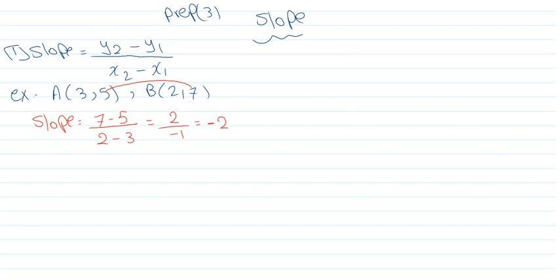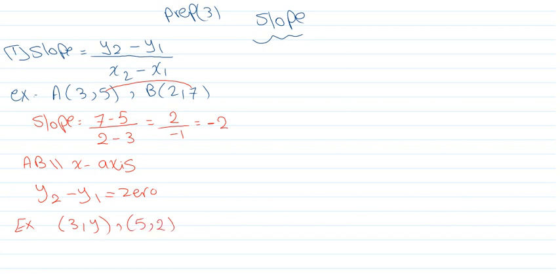If he said the straight line is parallel to the x-axis, then y2 minus y1 equals 0. For example, the points (3, y) and (5, 2) are parallel to the x-axis. If he said parallel to the x-axis, then y2 minus y1, meaning y minus 2, equals 0, so y equals 2.